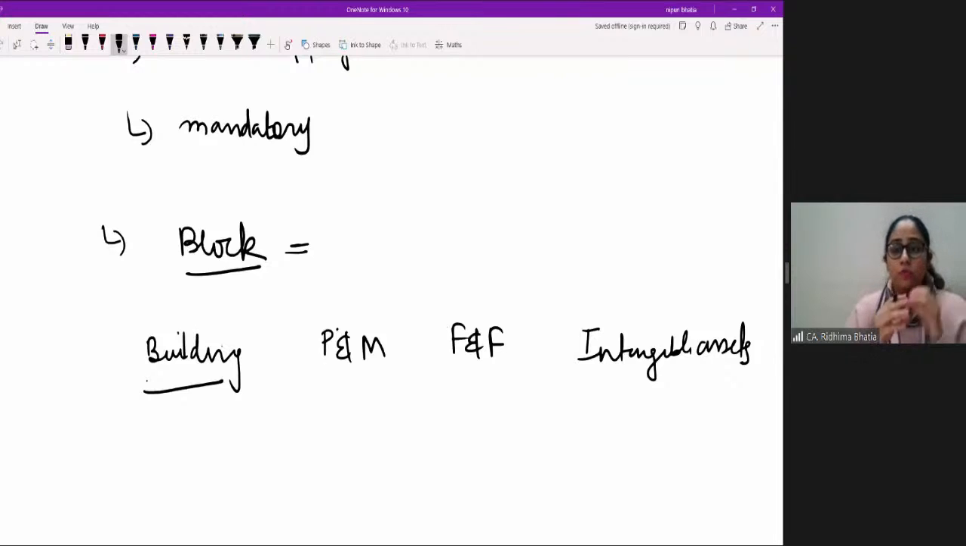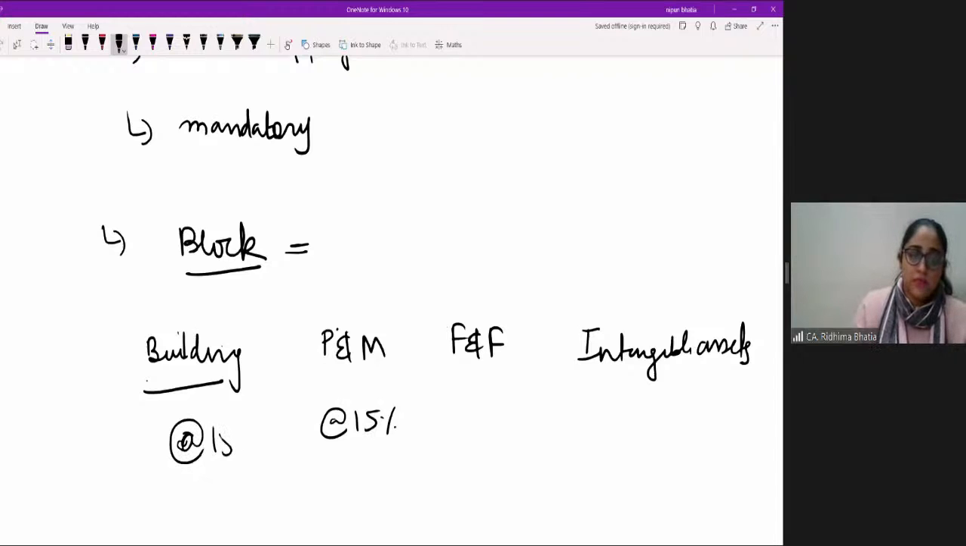The block would be any assets which have the same rate and same nature. So suppose, I'm just giving a hypothetical example, plant and machinery has something which is charged at 15%, and on the other hand, in building there is some other asset which is charged at 15%. Can I make this a block? The answer is no, because even if the rate is the same, the nature of the asset is different.